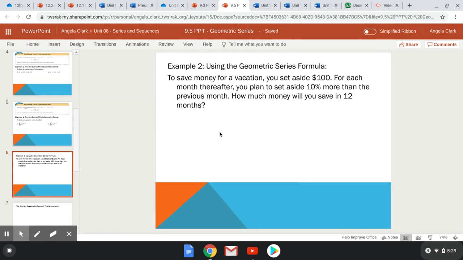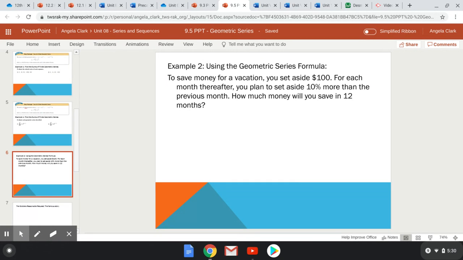Okay, let's go. So to save money for a vacation, you set aside $100 for each month thereafter. You plan to set aside 10% more than the previous month. How much money will you save in 12 months? So you set aside 100, and then the next month you're going to set aside 110, and then you're going to set aside whatever the next number would be. So the next month you're going to set aside 121, and then you're going to set aside 133, and then 146, and so on.